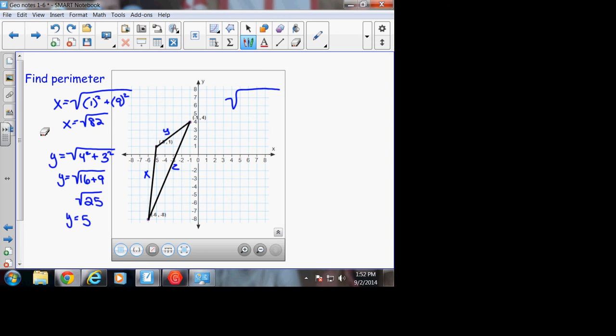So we have -1 minus -6, that's -1 plus 6, which is 5. Then we have 4 minus a -8, so 12. Squared. What's 5 squared? 25. What's 12 squared? 144. Add those together, I get the square root of 169, which is what? 13.